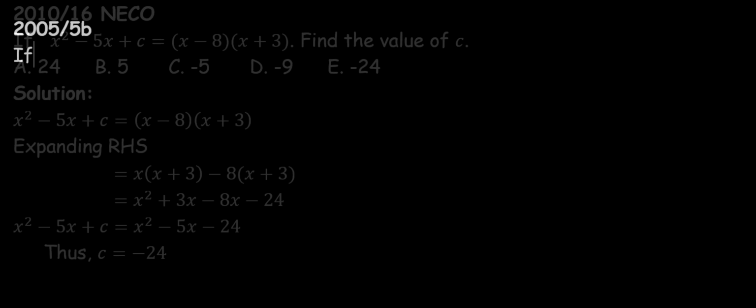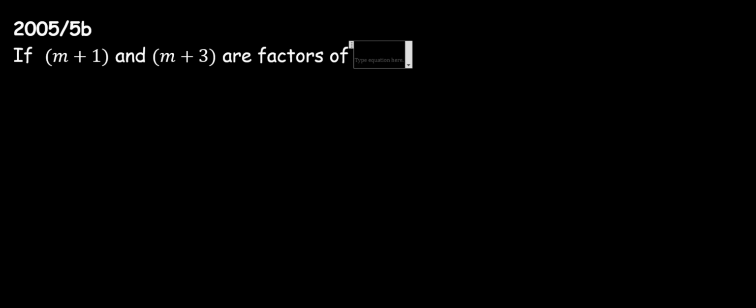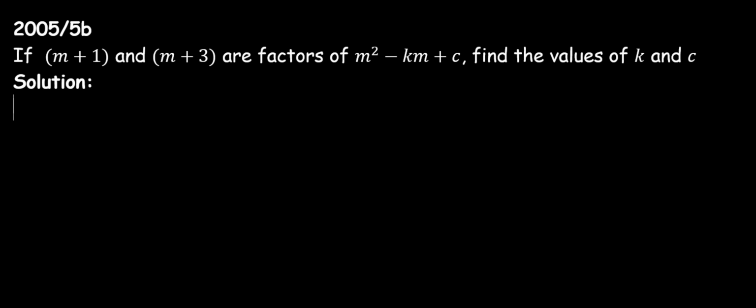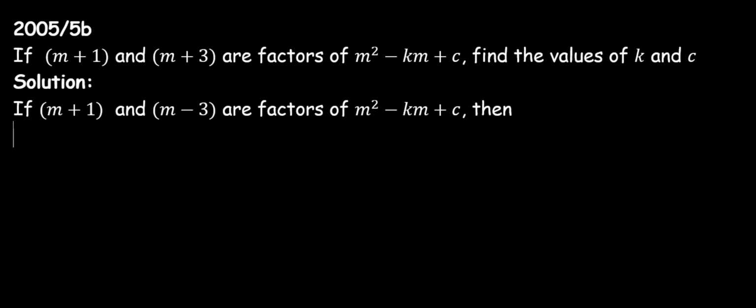Another example: if m + 1 and m - 3 are factors of m² - km + c, find the values of k and c. Solution: if m + 1 and m - 3 are factors of m² - km + c, then we can equate (m + 1)(m - 3) equals m² - km + c.